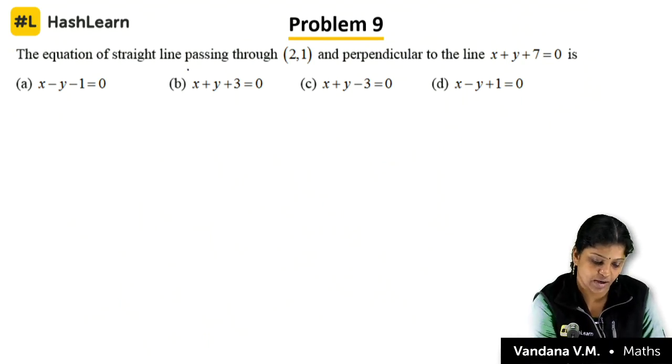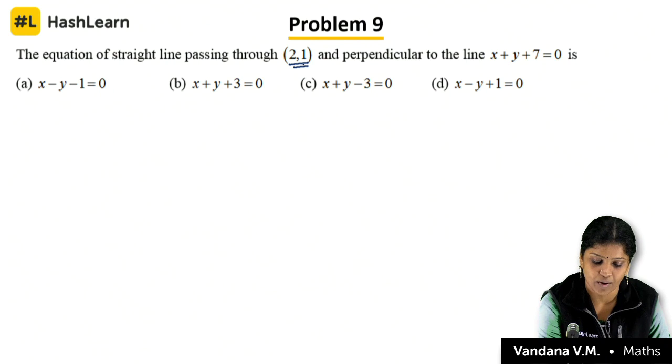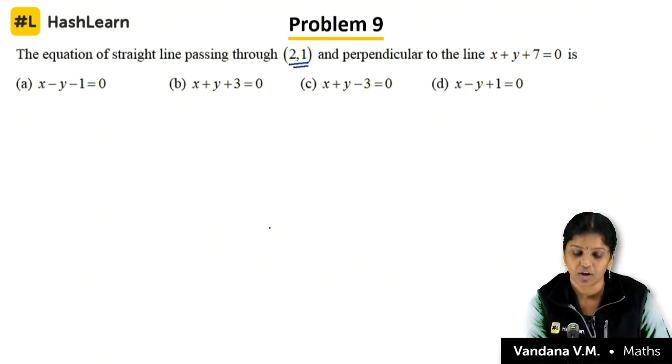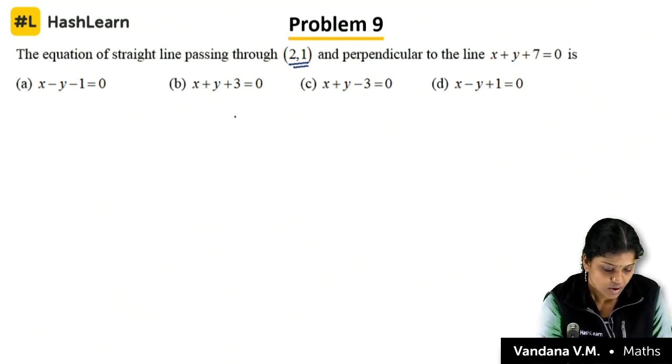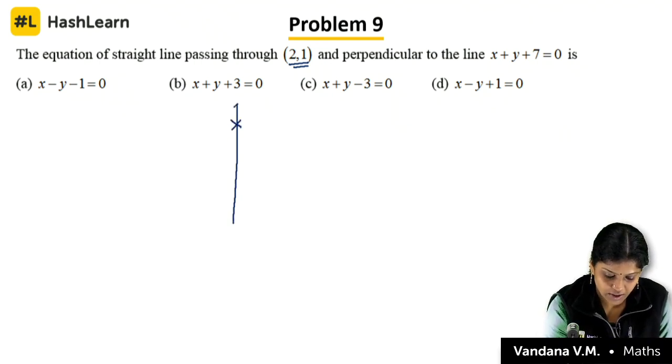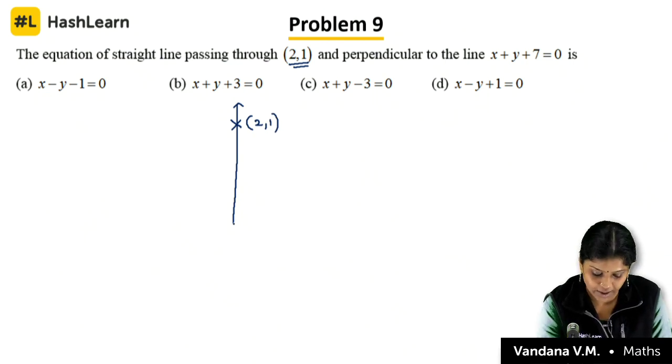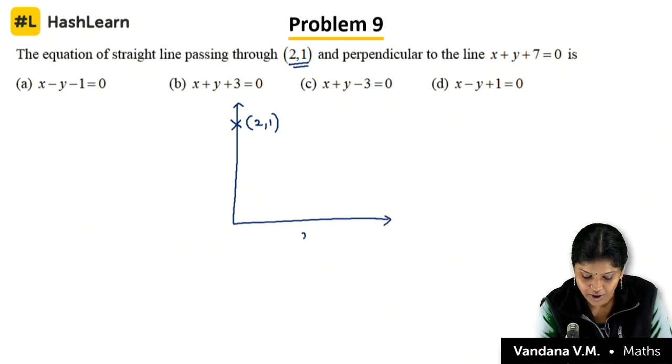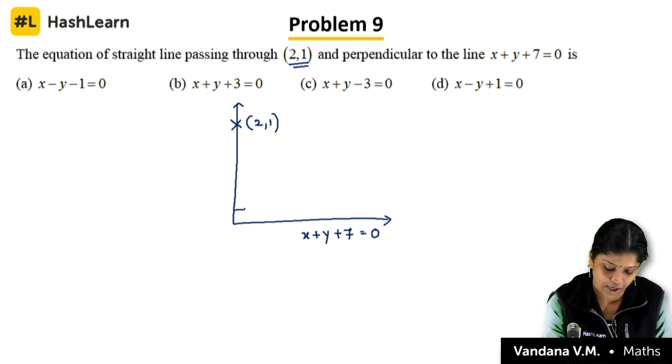Equation of a straight line passing through (2, 1) and perpendicular to the line x plus y plus 7 is equal to 0. This line is passing through (2, 1), and these two lines are perpendicular.